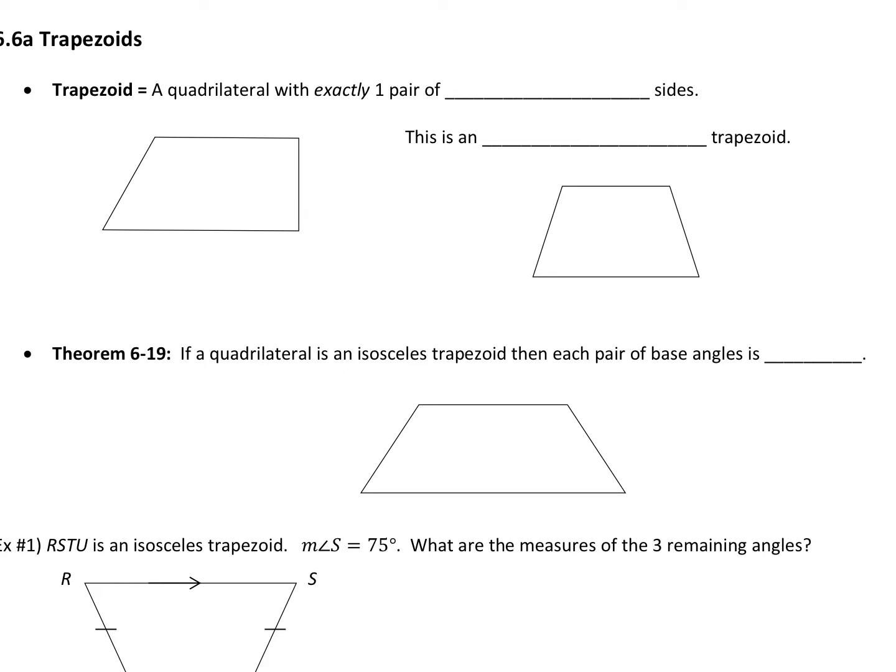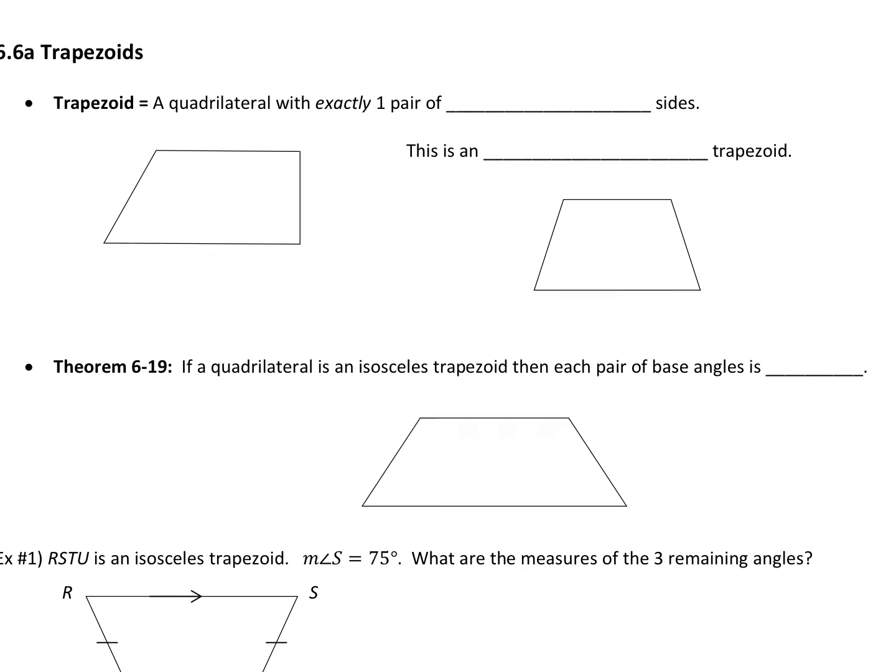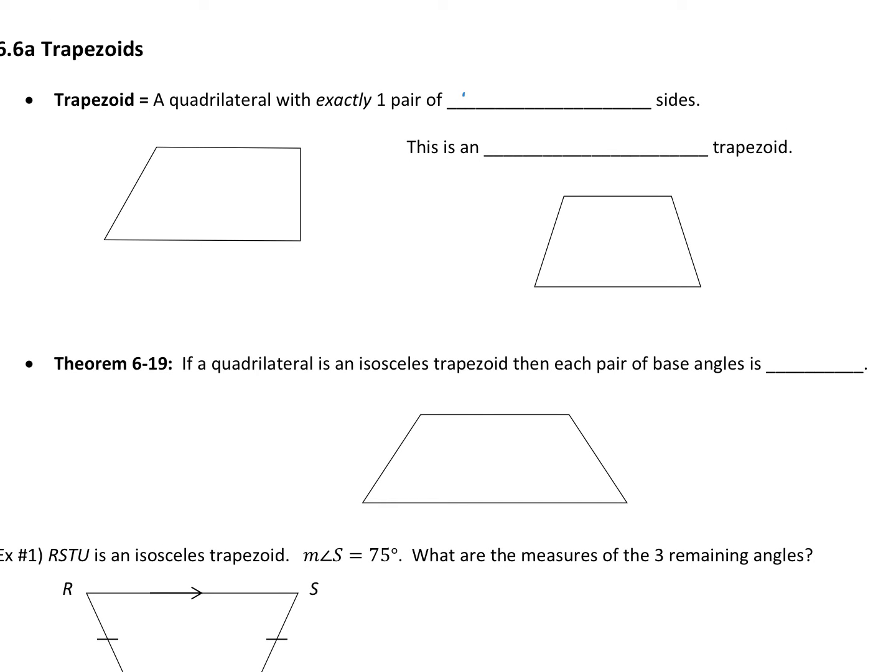Okay, so trapezoids. Can anyone tell me anything about a trapezoid? It only has one pair of congruent sides. Not congruent. No. Parallel. It has one pair of parallel sides. And it's exactly one pair of parallel sides.